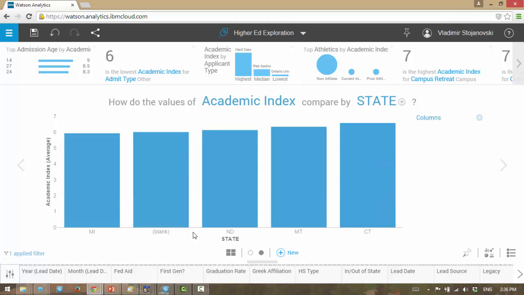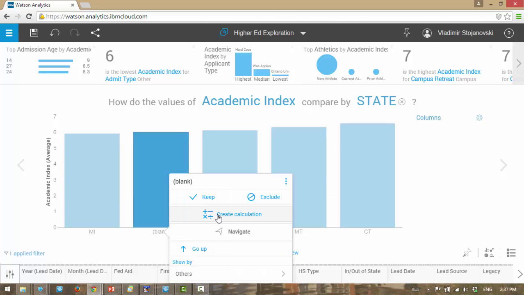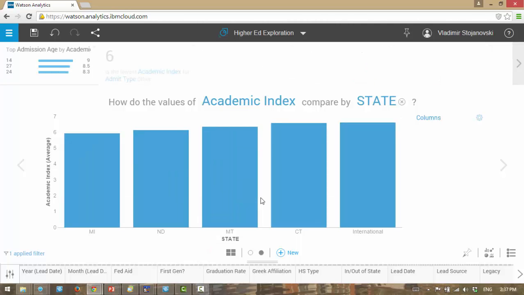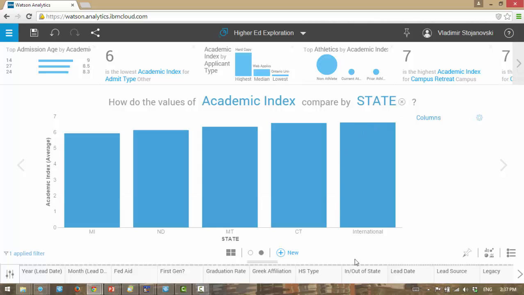Now you will notice that we also have blanks in the data. And I may not care to see blanks. So if I want to exclude this from my analysis, all I have to do is right-click and exclude that value, and now we will see that the 5th lowest is the category of international. So now I'm starting to get a feeling for the geographic distribution of our academic index.